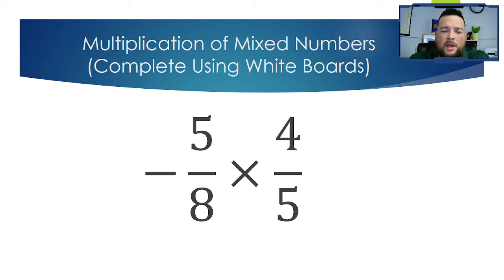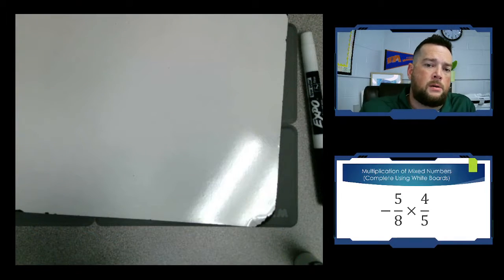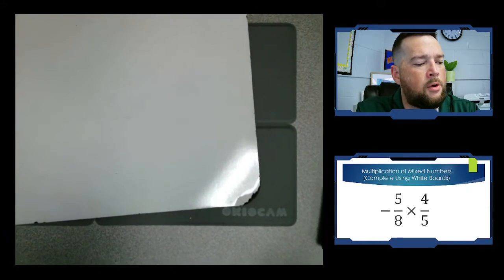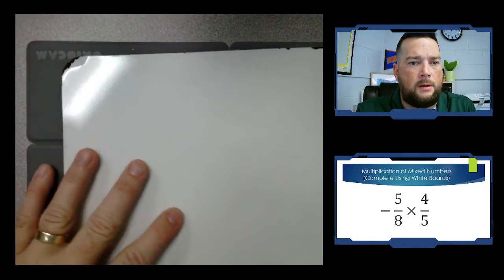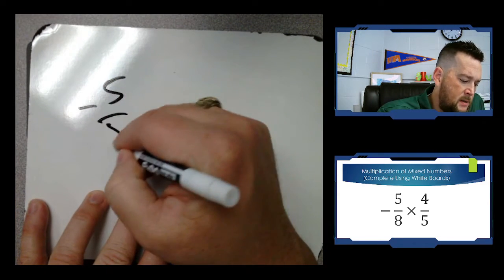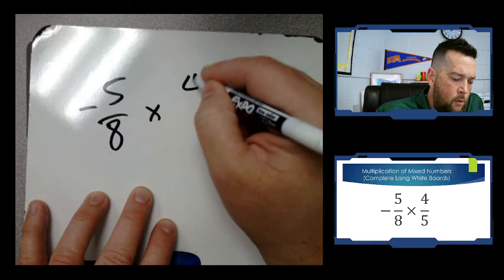All right, this one I made a little bit different. I'm combining the multiplication rules for fractions with multiplying positives and negatives as well. We've got -5/8 times 4/5. All right, so I'm going to go ahead and write that out over here. Let's flip this camera around. There we go, just like that. We've got -5/8 times 4/5.